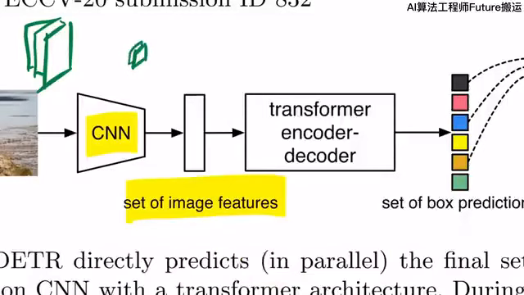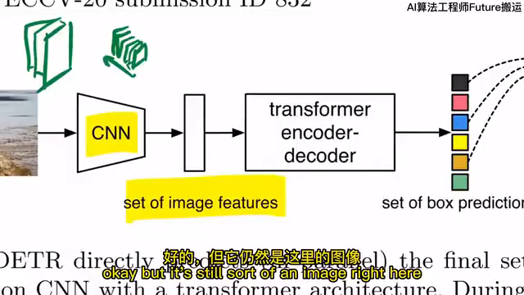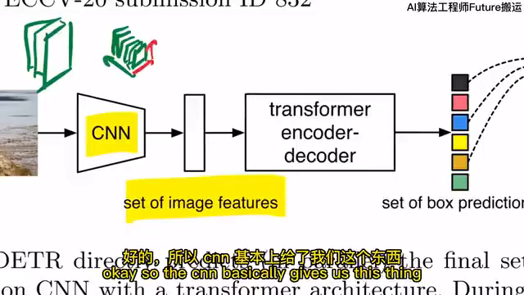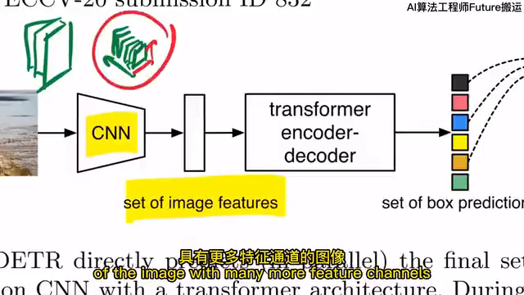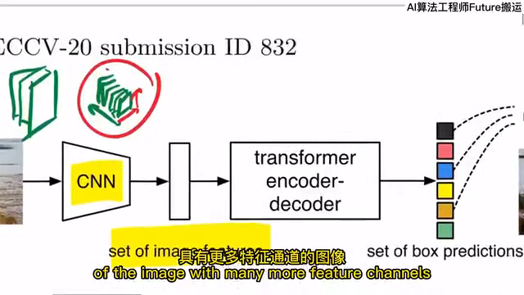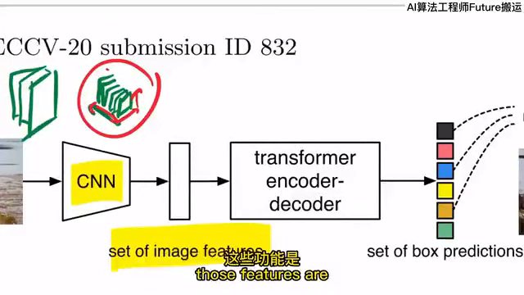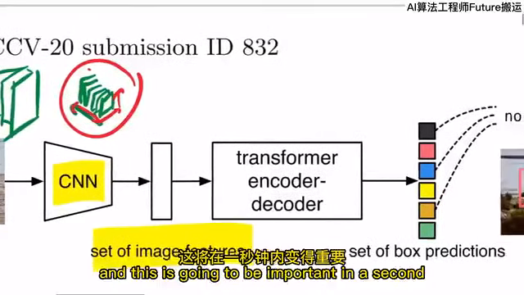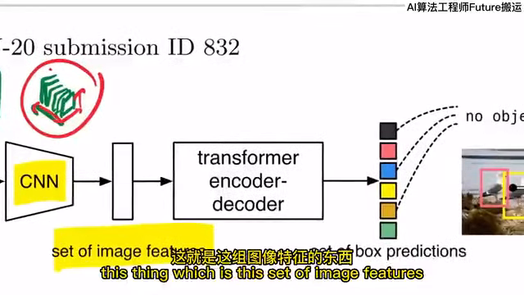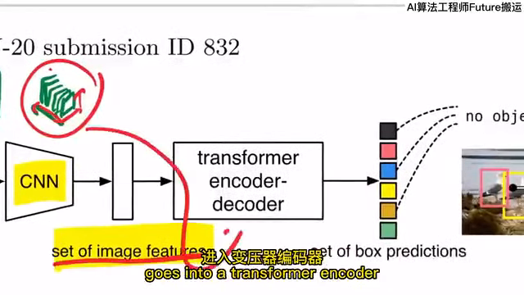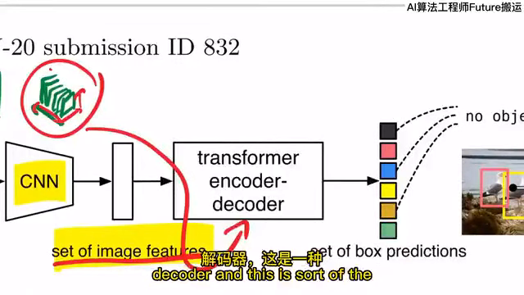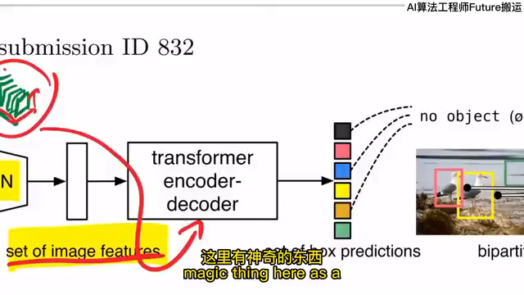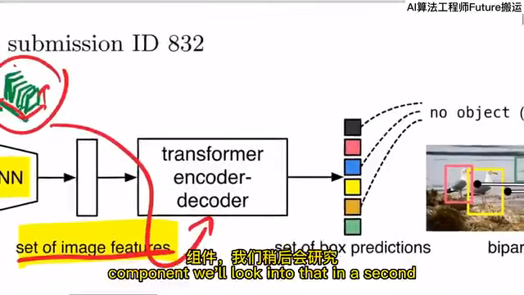We scale it down but make it have more channels. But it's still sort of an image right here. It still has the image form. So the CNN gives us a higher level representation of the image, with many more feature channels, but still information about where in the image those features are. This is going to be important in a second, because now this set of image features goes into a transformer encoder-decoder. This is sort of the magic component here.